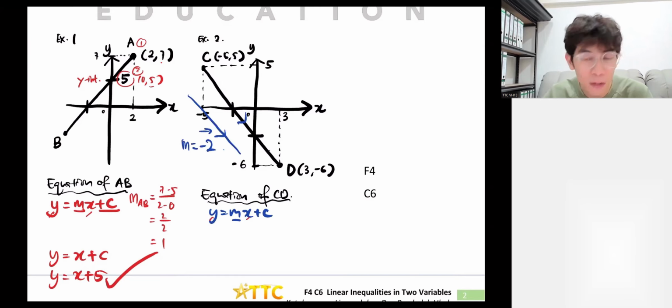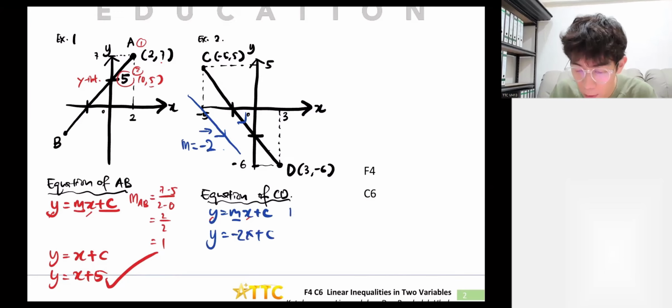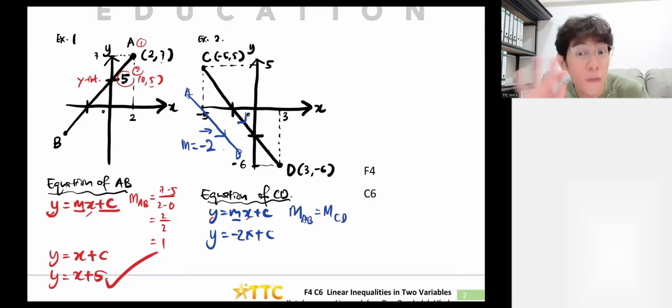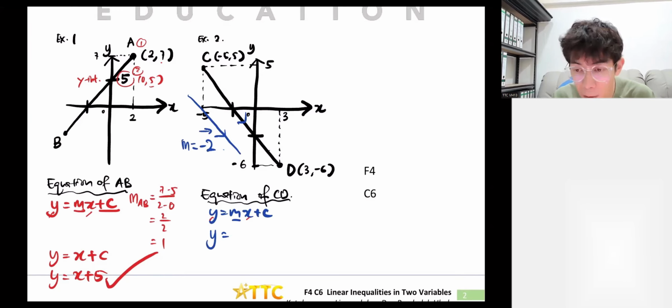If they say parallel, then you can easily put y equals -2x plus c, but you have to write gradient. Let's say this one is AB, then you put gradient AB equals gradient C. This is if there is, but you don't have. So we go back to the usual one, okay? The usual question.